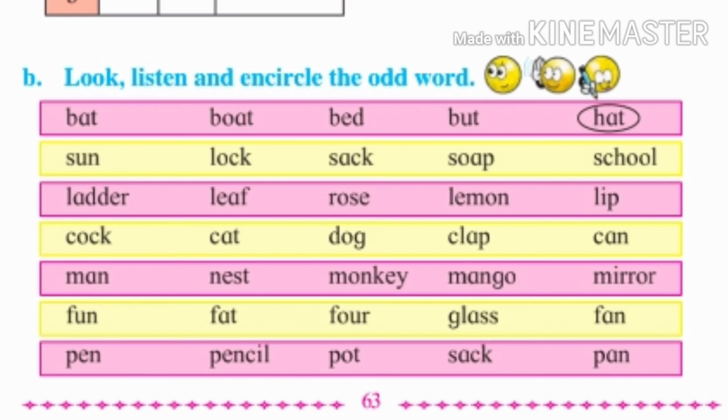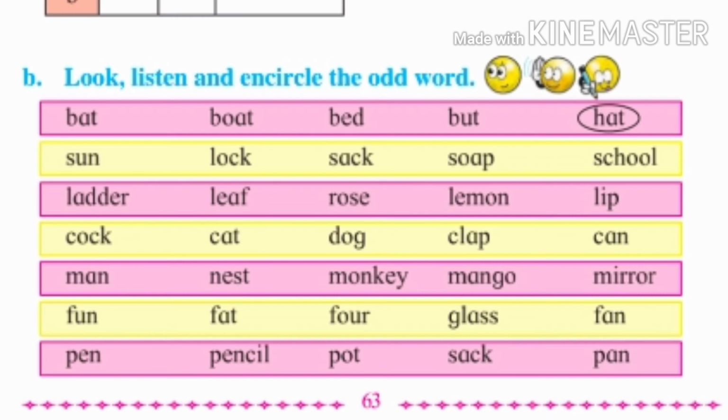When we see the second column, some words are given there. These words are sun, lock, sack, soap, school. You can see here all words start with the letter S except lock. Lock starts with L. That's why we have to circle lock.